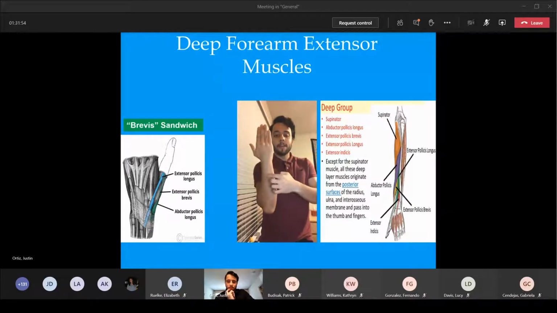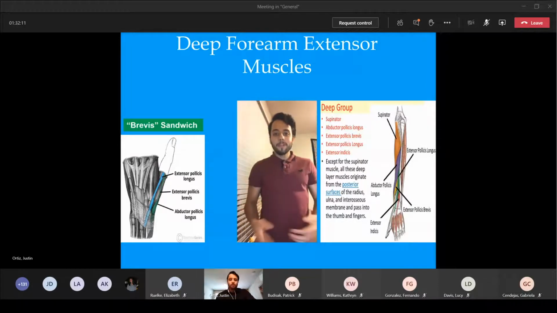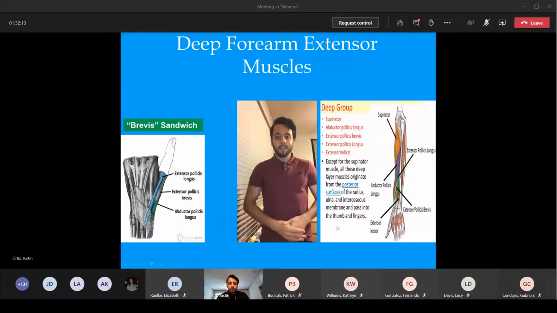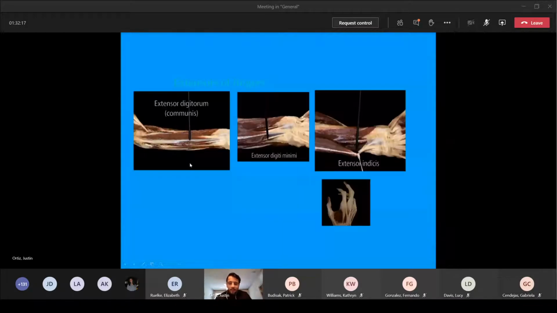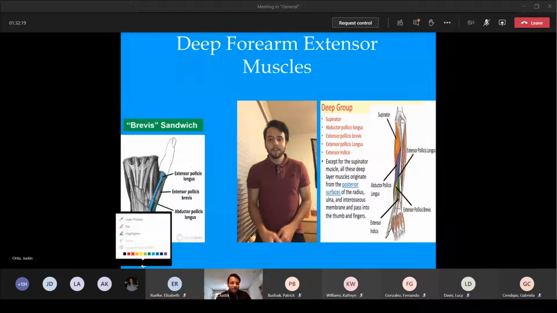And then one more deep forearm muscle, which is going to be slightly more medial, is your extensor indicis. So that's going to be extending your index finger, right? So extensor indicis, which is the most medial one, extension of your index finger. And those are going to be your deep forearm muscles. So I hope this segment helped, and good luck with your studies. Okay. So those are going to be the deep ones.